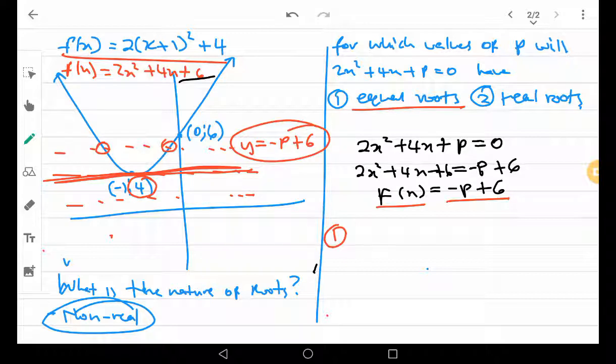So if it's exactly on the turning point, minus p plus 6 must be equal to 4. Then you solve for p, and p is equal to 2.